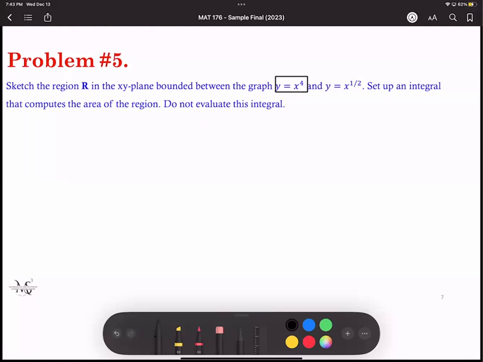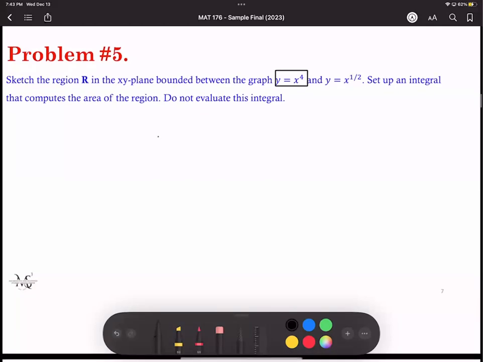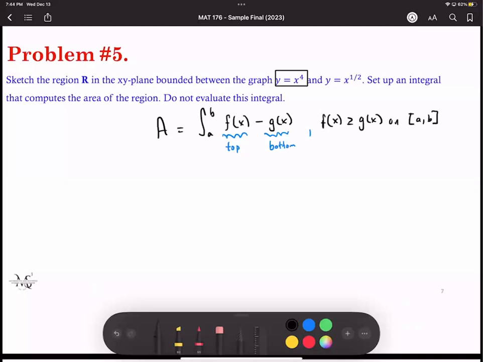So if you recall, when you were doing these area problems between two curves, the formula stated that the area A must be equal to an integral from a to b of f of x minus g of x, where basically your function f is what we call the top function from the graph, and g of x is the bottom function because f of x is always going to be greater or equal to g of x on the closed interval a to b.